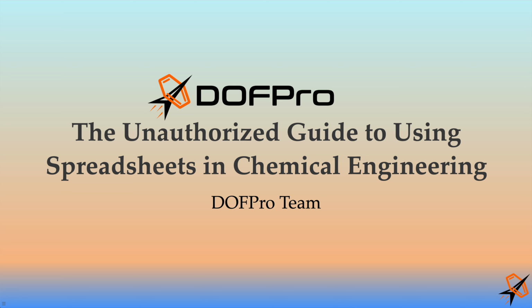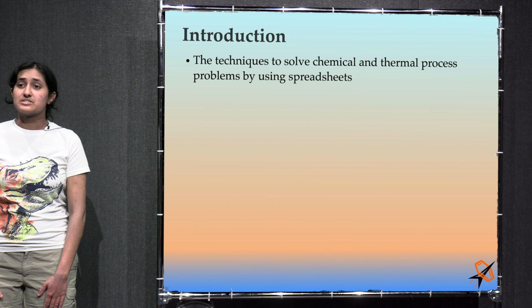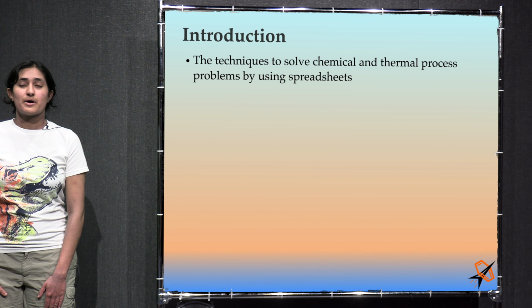The Unauthorized Guide to Using Spreadsheets in Chemical Engineering is an episode of the Degrees of Freedom project, videos on chemical and thermal principles. Definitions and additional details can be found in the webpage link in the description. This video is an attempt to get you started on the techniques you will need to solve chemical and thermal process problems by using spreadsheets.